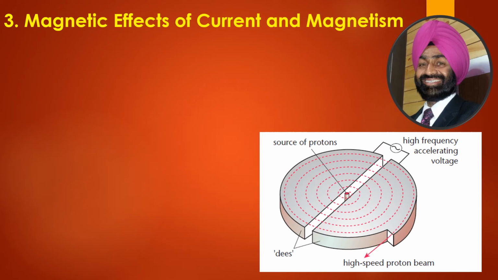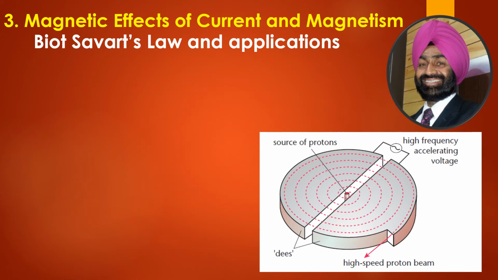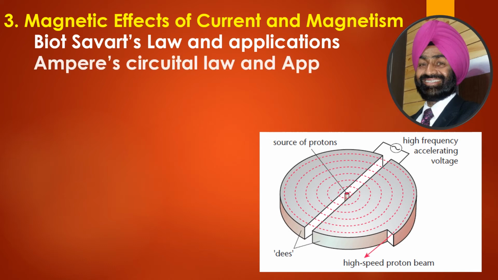Magnetic effects of current and magnetism, very important chapter. So first of all, Biot-Savart's law and its applications to circular current carrying loop, its magnetic field at the center and at an axial point. Then Ampere's circuital law, it has got of course some poor weightage, mostly doesn't come in the exam, but sometimes it may appear in the form of 2 or 3 marks question.